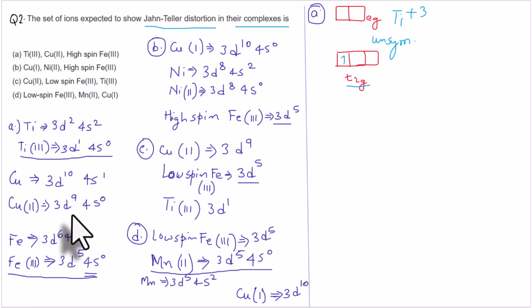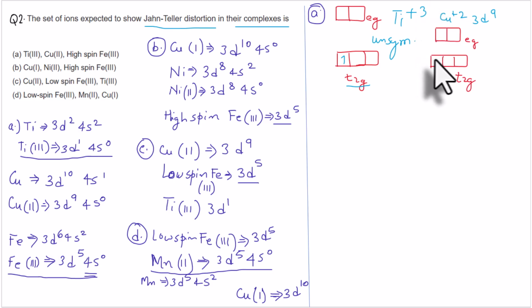Then copper 2, 3d9. How do we fill the 9 electrons in copper? Like this: first singly occupied 1 to 5, then 6, 7, 8 and 9. Here also Eg is unsymmetrically occupied: we have 2 electrons in one orbital and 1 electron in the other orbital. So this is unsymmetrical filling. Now in option A, we have another ion, high spin Fe3. 3d5 high spin means the electrons are unpaired, weak field complexes.